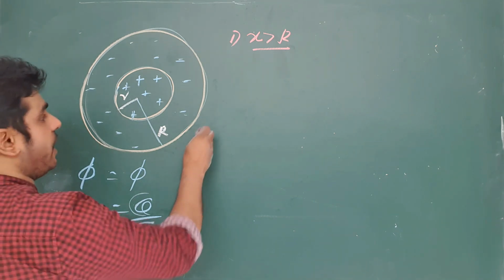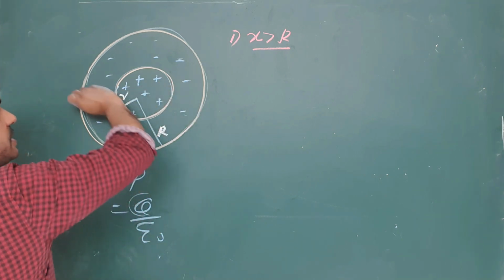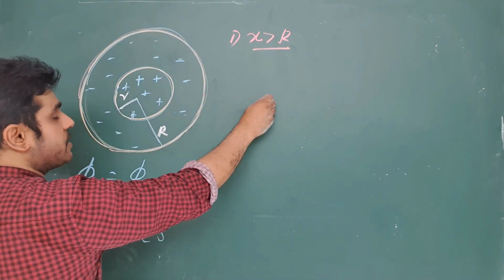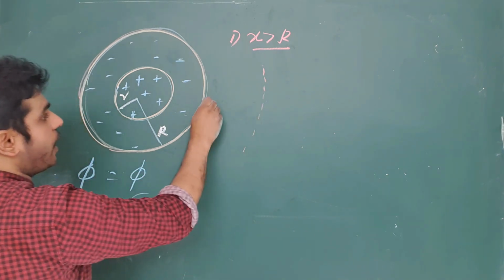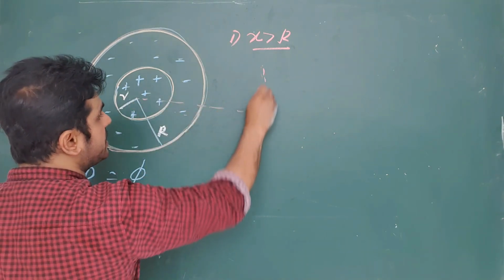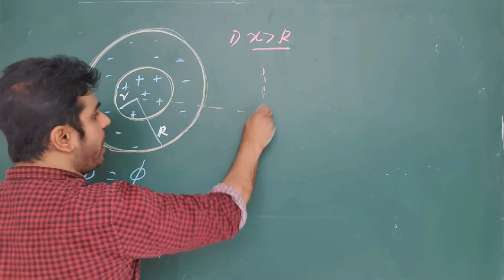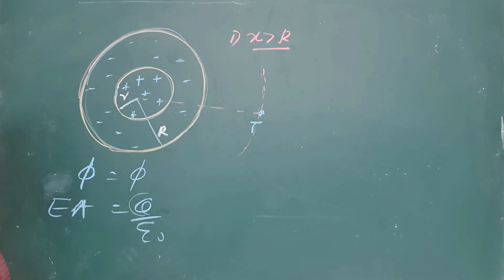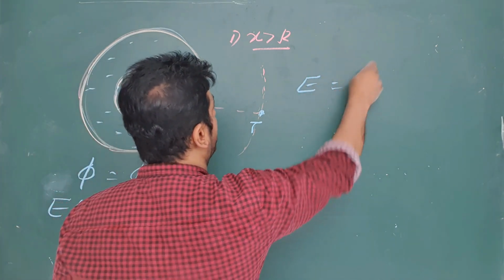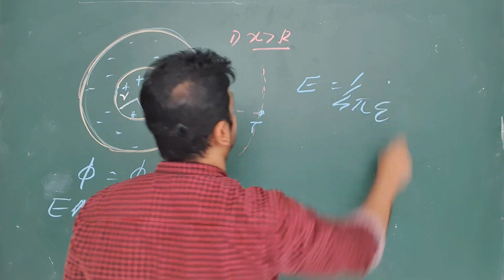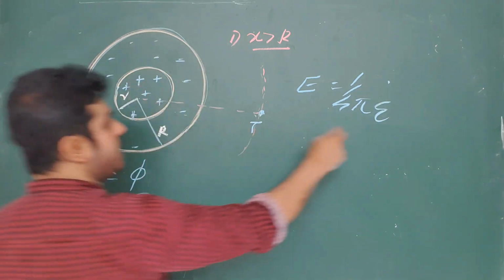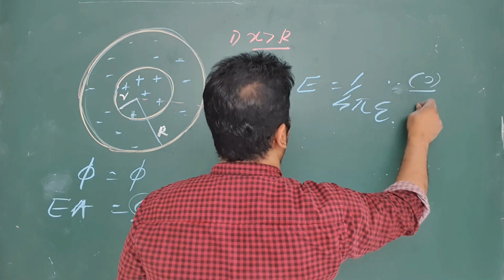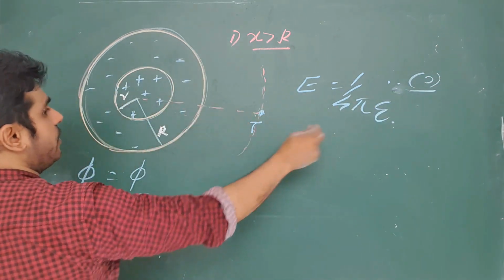Now x greater than r. Now this is the formation of a neutron. x greater than r means this is a point outside the neutron. Now this is the Gauss surface. Now I label this point as T. Now here I am going to write the value for T. E is given by 1/4 pi epsilon naught, inside the Gauss surface total charge is 0, divided by x square.